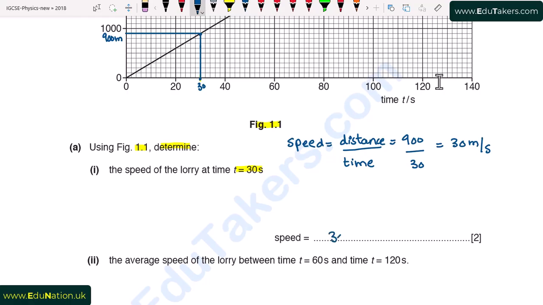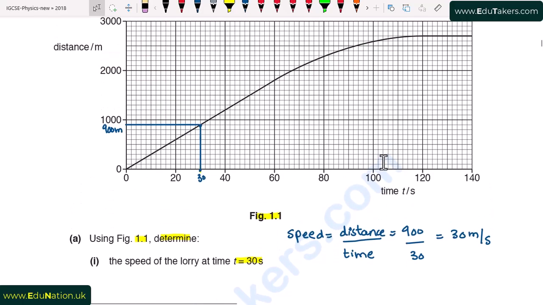It is 30 meters per second and this speed remains the same whenever there is a straight line between distance and time. So here we can see that it is a straight line up to time t equal to 60 seconds. It means that from 0 to 60 seconds, at any time between these, the speed remains the same, that is 30 meters per second. After 60 seconds, there is a curve on the distance-time graph. So the speed changes, but up to time t equal to 60 seconds, the speed at every point remains the same, that is 30 meters per second.